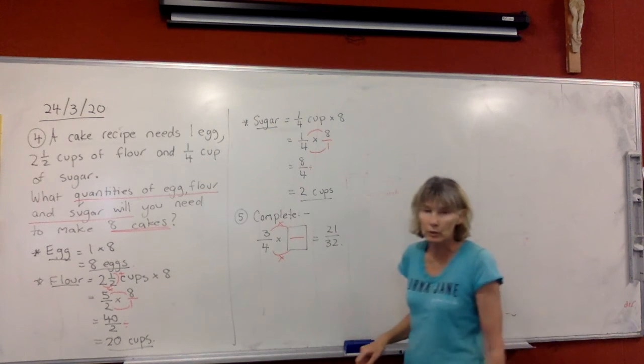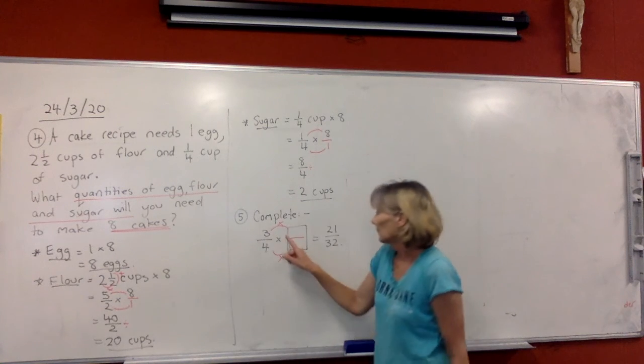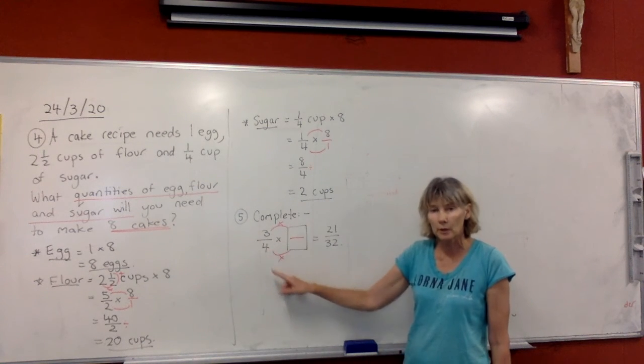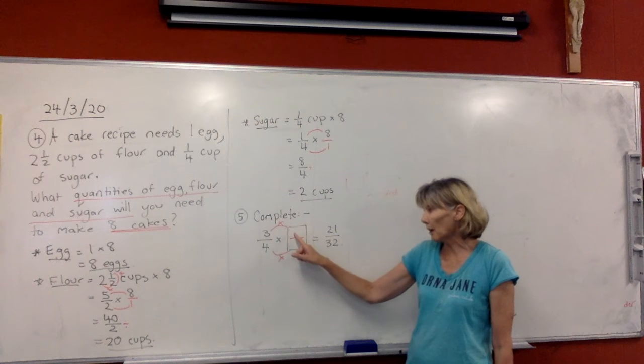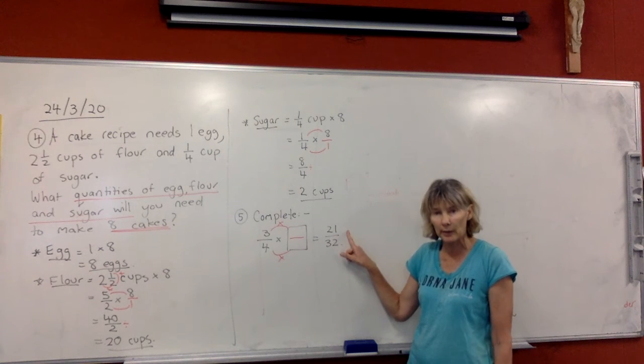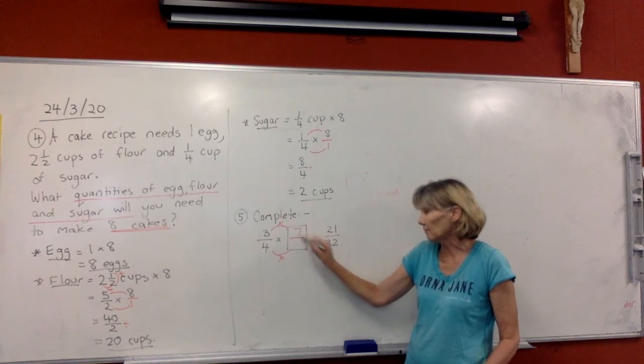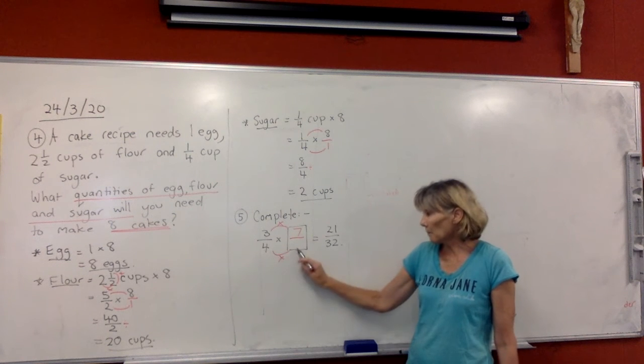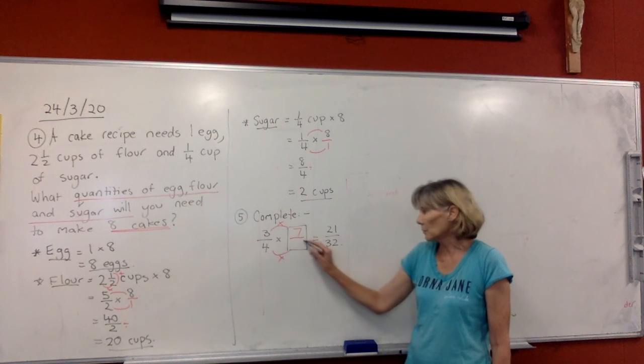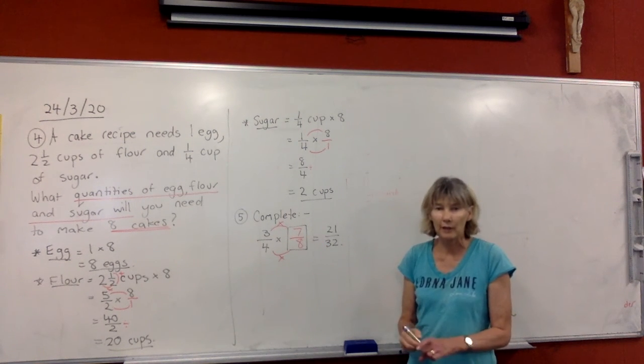Now you know your rules for timesing. We times the tops and times the bottoms. So we need the times the tops to get a 21. This would have to be a 7. Times the bottoms to get a 32, this would have to be an 8, and it's finished.